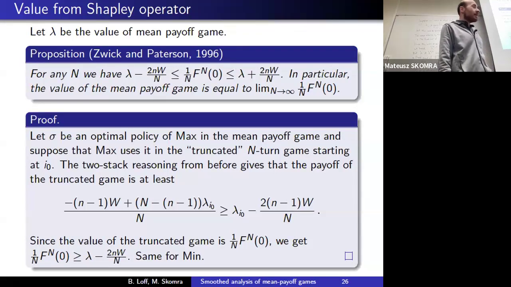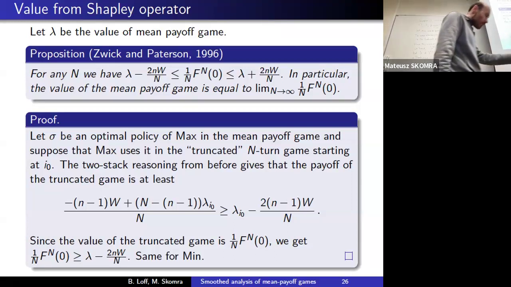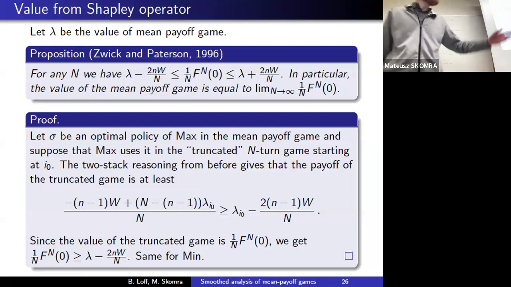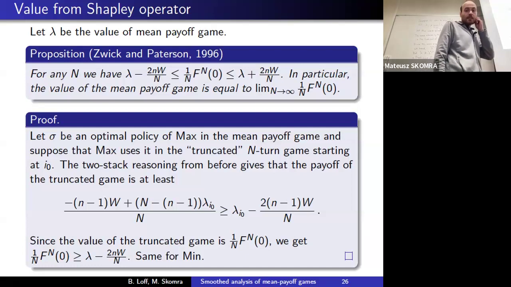Good. So we have the final theorem. Optimal policies exist, and the value can be characterized in these two ways. One, as the limit of discounted games, the value in the discounted games. Two, as this average Bellman operator.